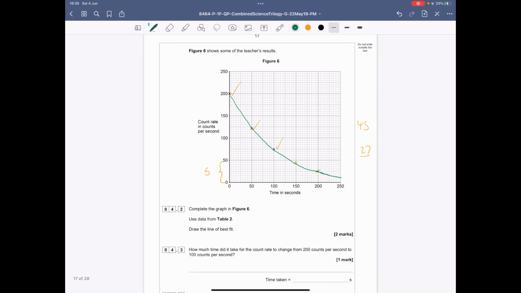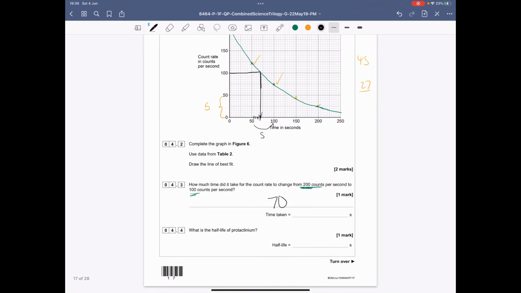How much time did it take for the count rate to change from 200 counts per second to 100? So we can then use our graph. We go along at 100 and then we can go down. Okay, now I've got, again, this would be going up in a scale of 5. I've got it 4 squares along, so that would give me 70 seconds. So 50, 55, 60, 65, 70.